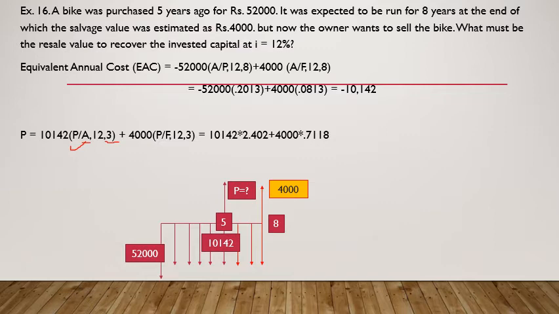This is the amount which I would have definitely got, 4,000 rupees, at the end of the 8th year. So what is its discounted amount at t equal to 5? That also I need to calculate. So that is F, and convert that into P using the factor P/F, 12, 3.